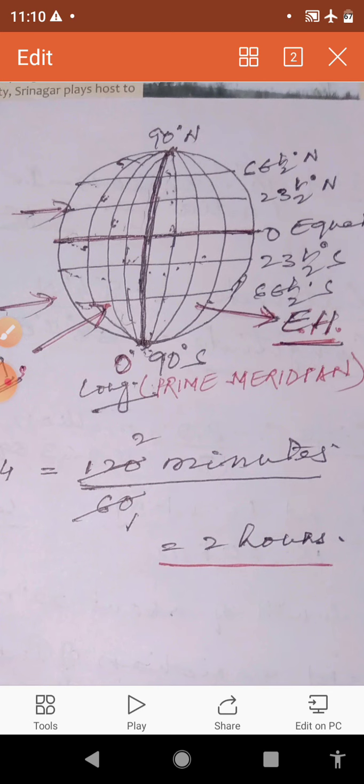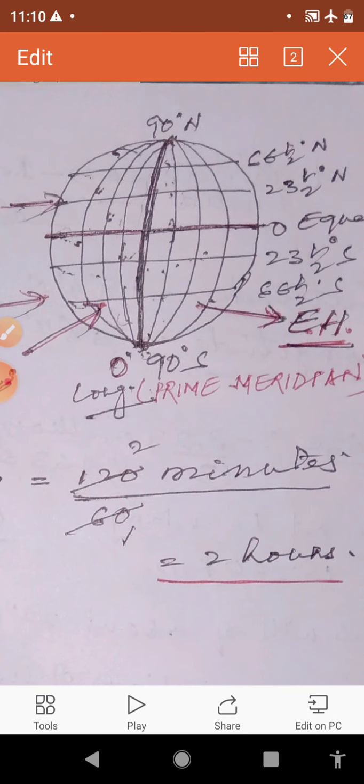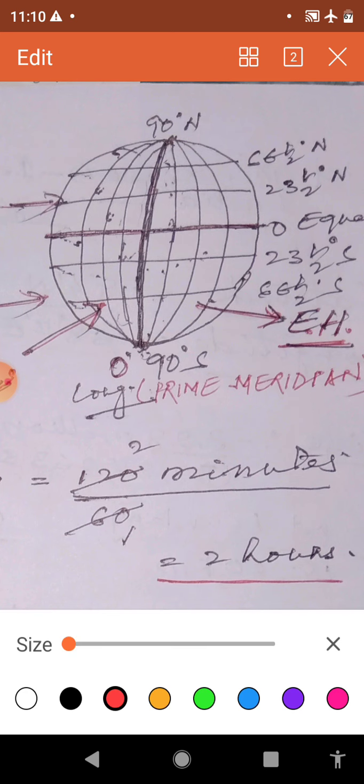In previous two videos I discussed in detail about the chapter. Again in this video we will revise some of the important facts related to the chapter. First let us see this diagram. This diagram is showing you some of the important parallels of latitudes and the meridians of longitude.